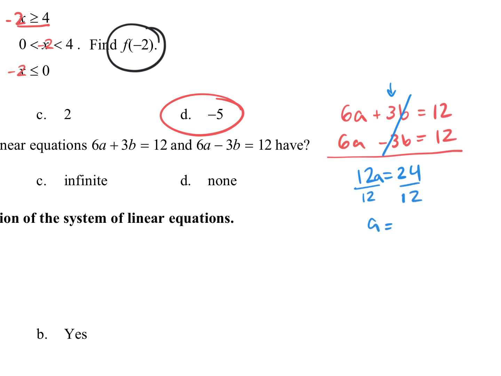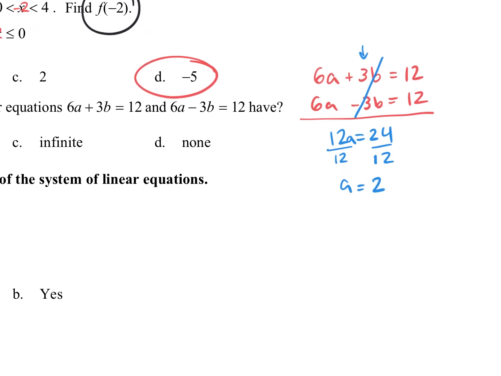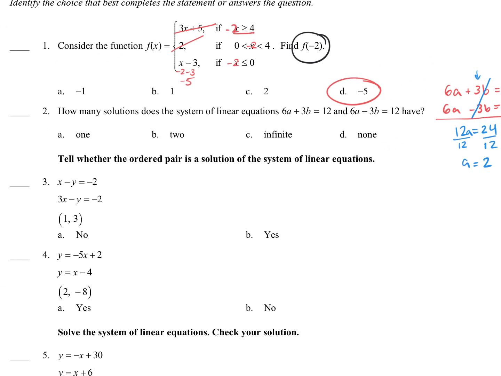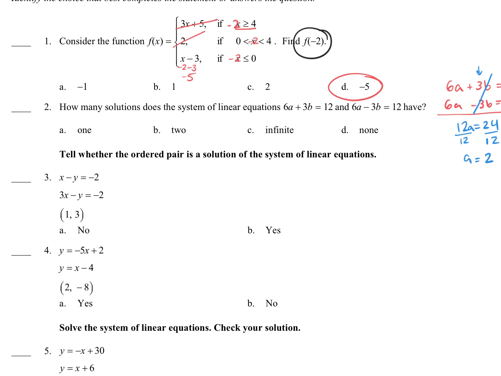So a is equal to 2. Once we find a, we take that and plug it back into our equation to find b. So we're going to have one solution. Since we only found one answer, we have one solution.